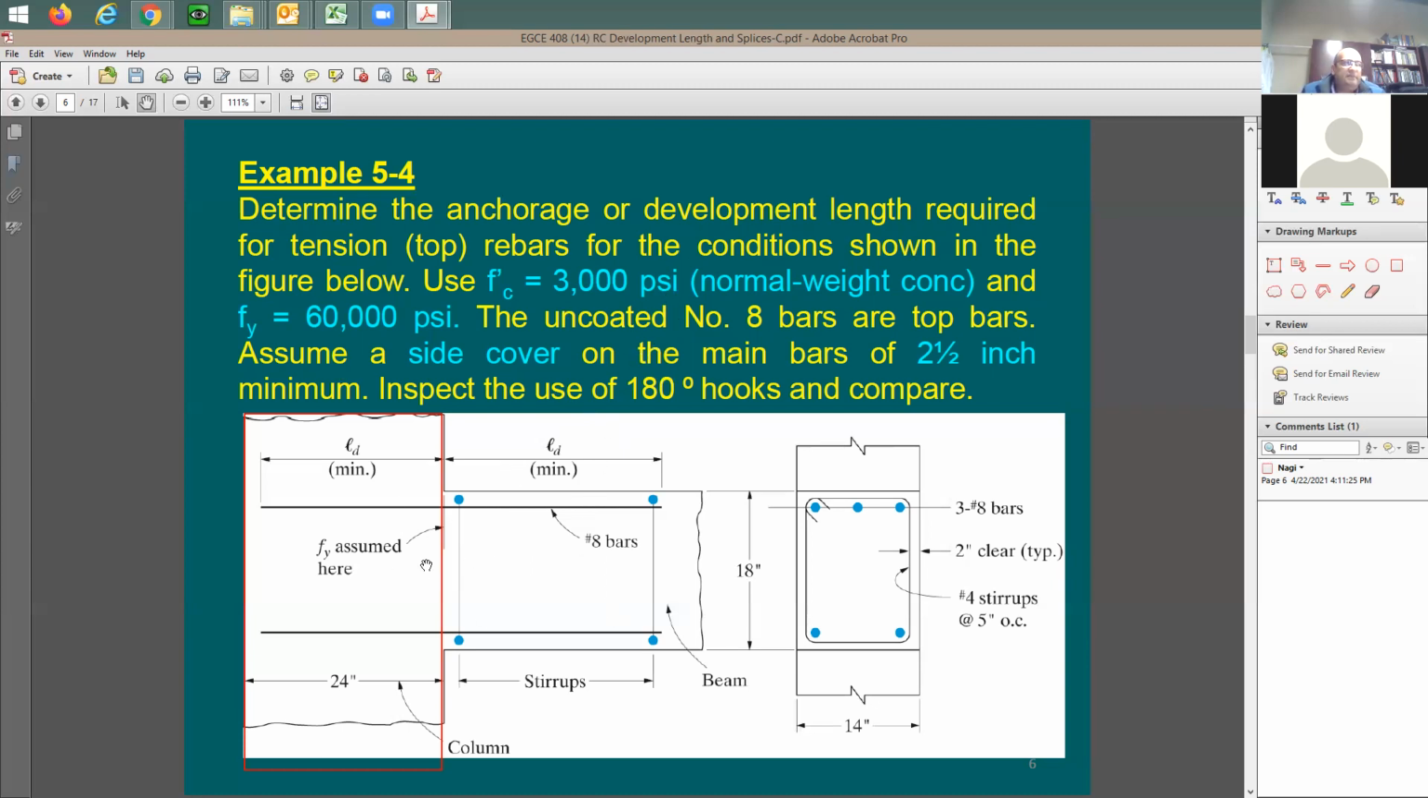In this beam here, they give you top rebar that you are trying to develop. You have number 8 bars, and then we have the clear distance. We have everything very similar to the previous example. Concrete strength is given at 3,000 psi, and then the side covers are given as 2.5 inch. And the yield strength is going to be 60,000 psi.